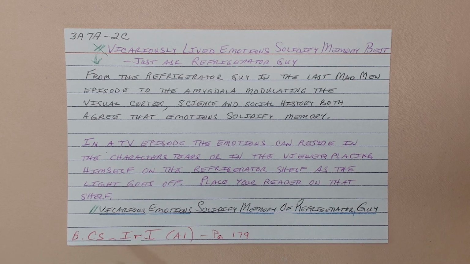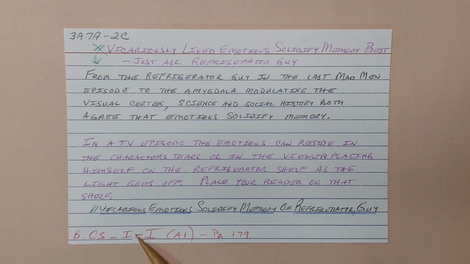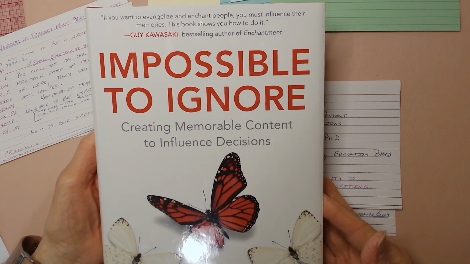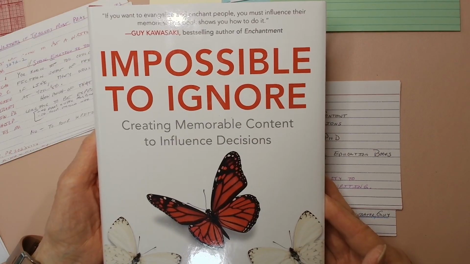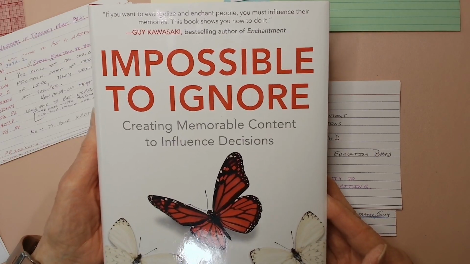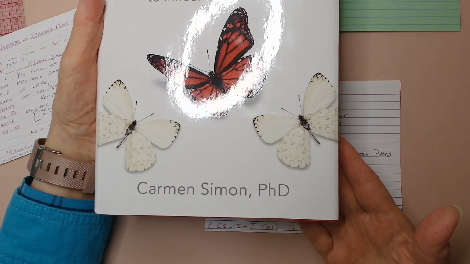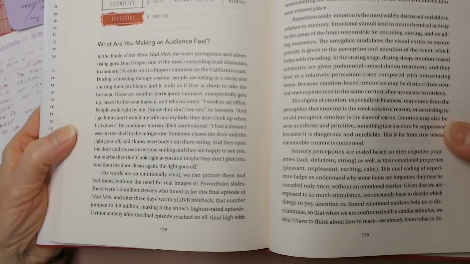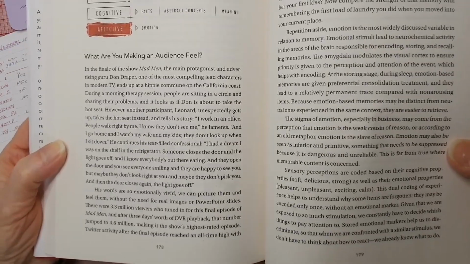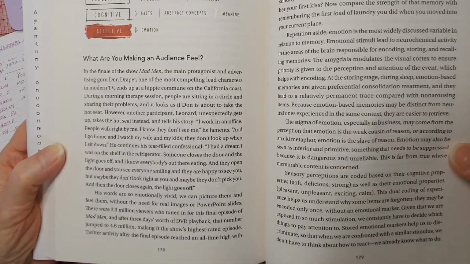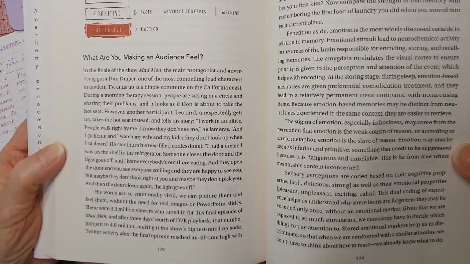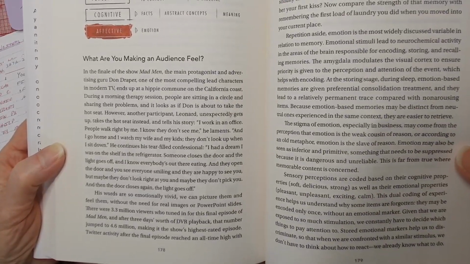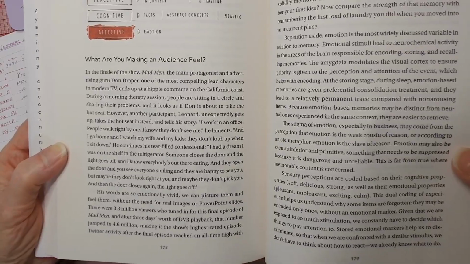Well, I think I'm going to have to go to the source and find out. Well, the book is Impossible to Ignore, Creating Memorable Content to Influence Decisions by Carmen Simone. My card tells me I need to look at page 179, and it gives an example from Mad Men. And it's at a kind of group therapy session where people are taking turns talking about poignant moments in their lives, and sort of a side character gets up and tells his story.